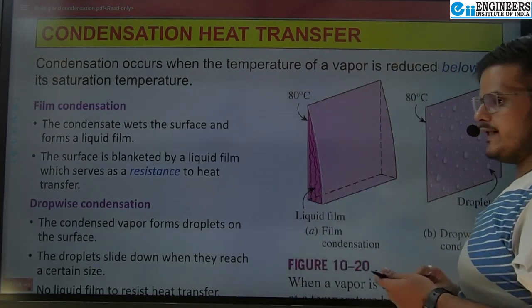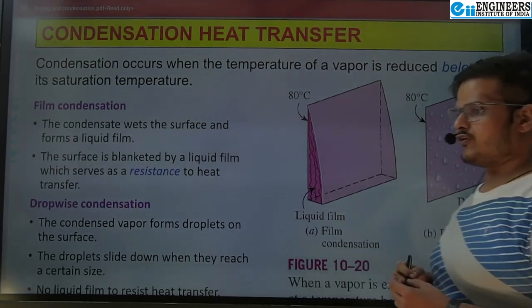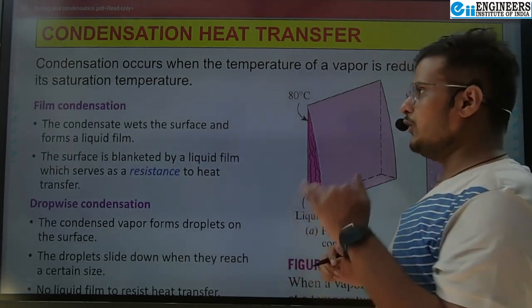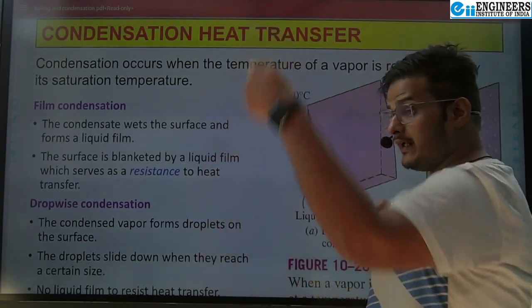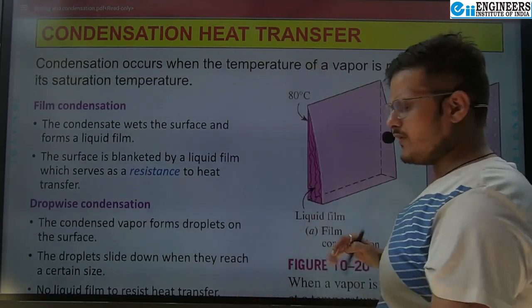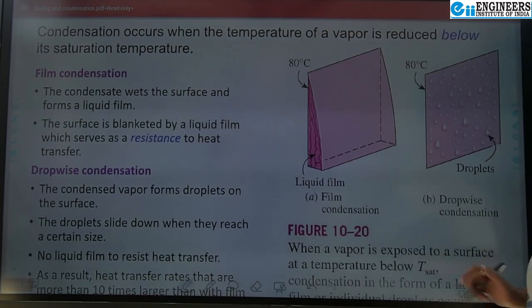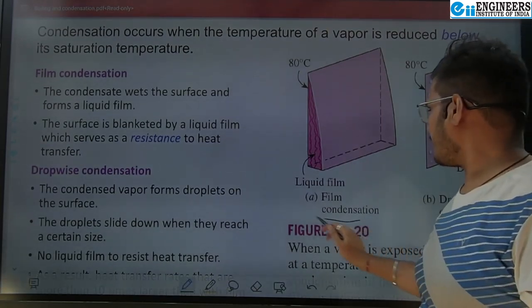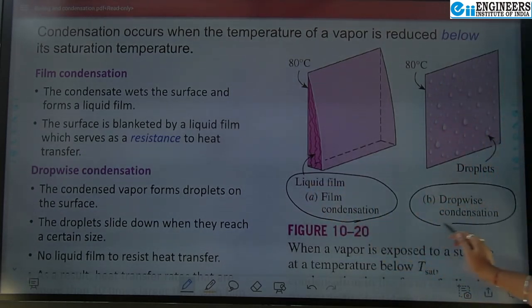So in condensation heat transfer, condensation occurs when the temperature of the vapor is reduced below its saturation temperature. As discussed, it can be in film form or in droplet-wise form. So condensation is primarily distinguished into two types. One is film condensation, another is drop-wise condensation.